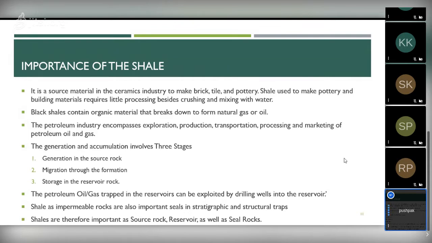The petroleum industry encompasses exploration, production, transportation, processing, and marketing of petroleum, oil, and gas. The generation and accumulation involves three stages. That is, generation in the source rock, migration through the formation, and storage in the reservoir rock. Shales are the recognized source rocks because of their organic carbon contents.